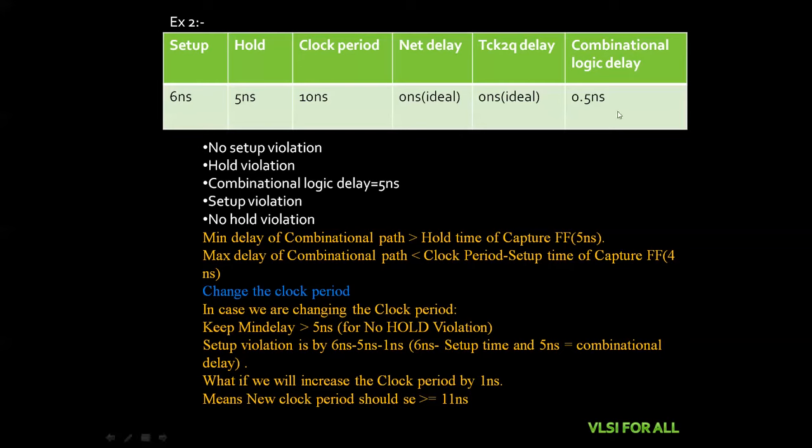So the combinational logic delay now is 5 nanoseconds, and the clock period is 11 nanoseconds. So now calculate the setup time and hold time conditions. The setup time condition is, sorry, the new clock period is 11, so 11 minus 6 is 5 nanoseconds. We need to have the signal stable at or before 5 nanoseconds. With the combinational logic delay of 5 nanoseconds, we are having the output at 5 nanoseconds, so we are not facing any delay issues. In the same way, we can calculate the hold time also.